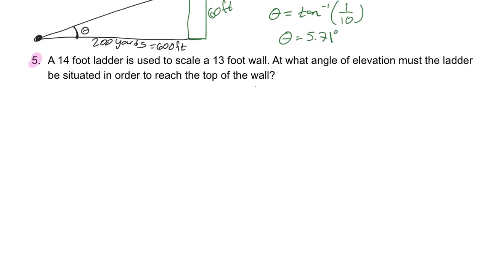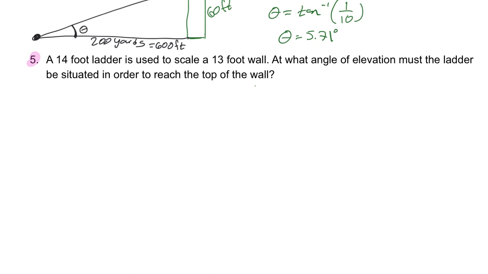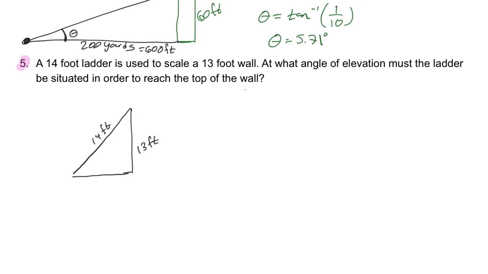Then this one says a 14-foot ladder is used to scale a 13-foot wall. At what angle of elevation must the ladder be situated in order to reach the top of the wall? So we have a wall here that is 13. Then I have a ladder that is laying down somewhere like that. That is 14. Again, this is perpendicular. Now I'm finding this angle right here. So I'm finding theta down here.